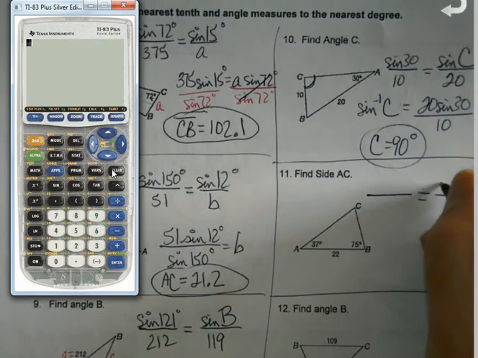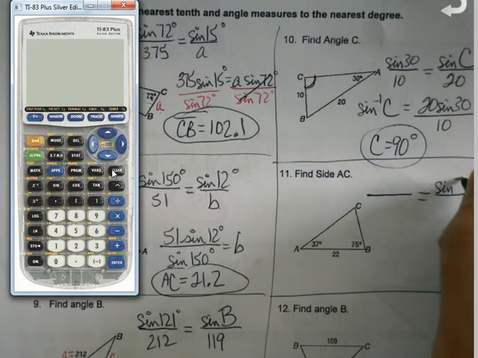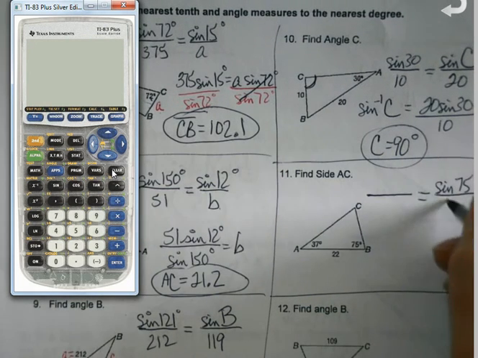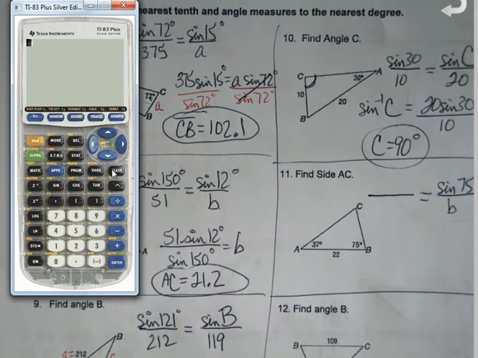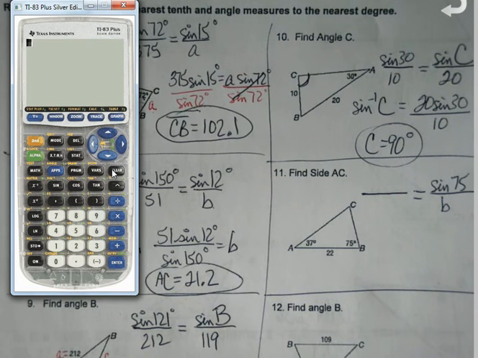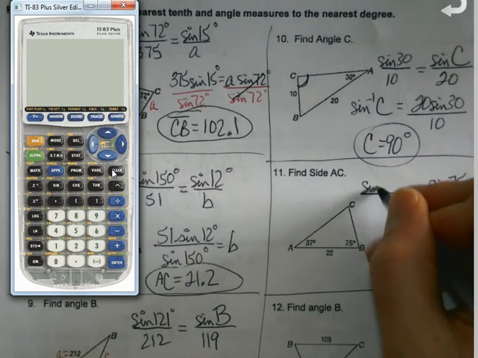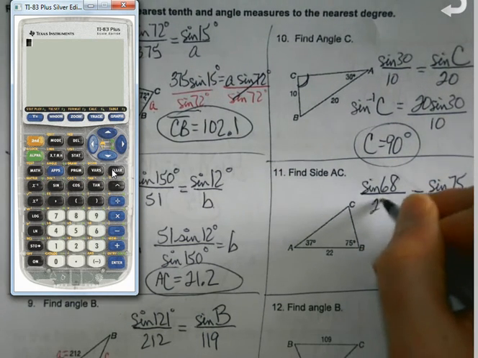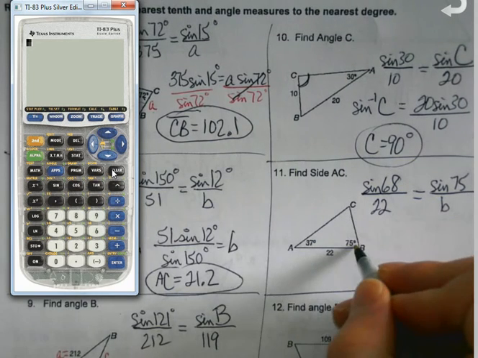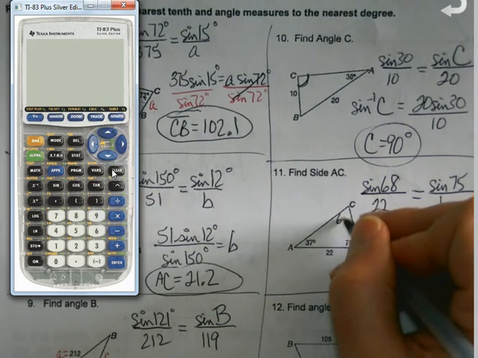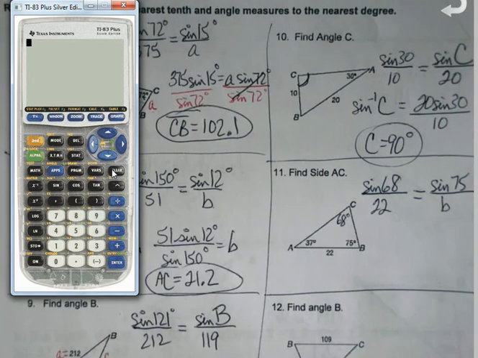I agree that over here I will be looking at the sine of 75 over x, or b, or whatever you want to call it. I agree. Nice. Sine of 68 over 22, because I already have these two angles. So if I subtract them from 180, I can get my C.